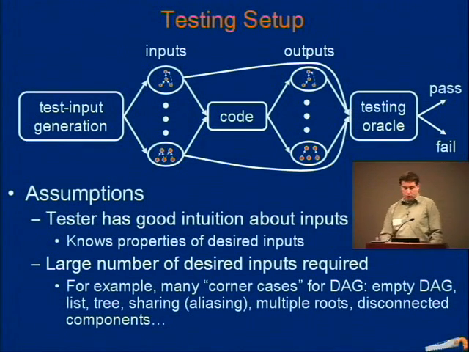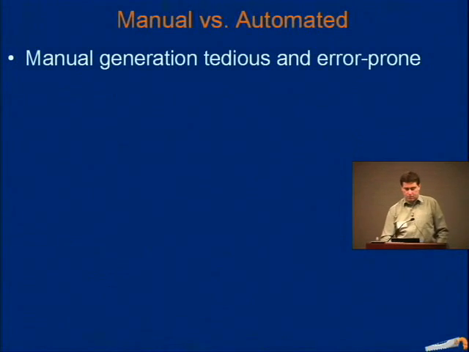You will need to test your code with an empty graph, maybe something that looks like a list, something that looks like a tree. Then you want to have some kind of sharing where there are multiple incoming nodes. You need a graph with multiple roots, disconnected components, and so on. So even though it would be relatively easy to state the properties and just say the inputs to my code are directed acyclic graphs, it's quite hard to go and manually enumerate these graphs one by one.